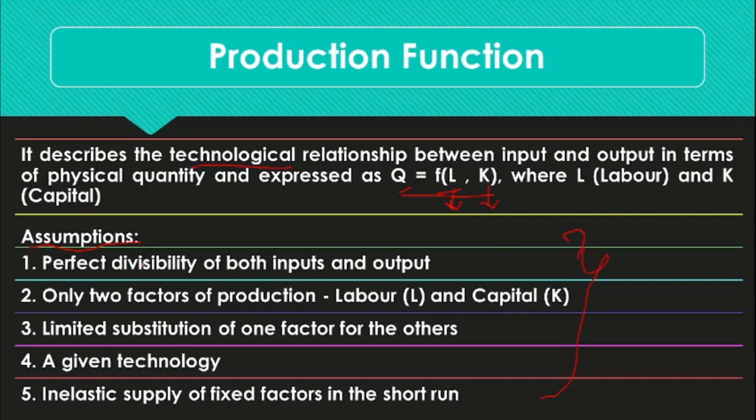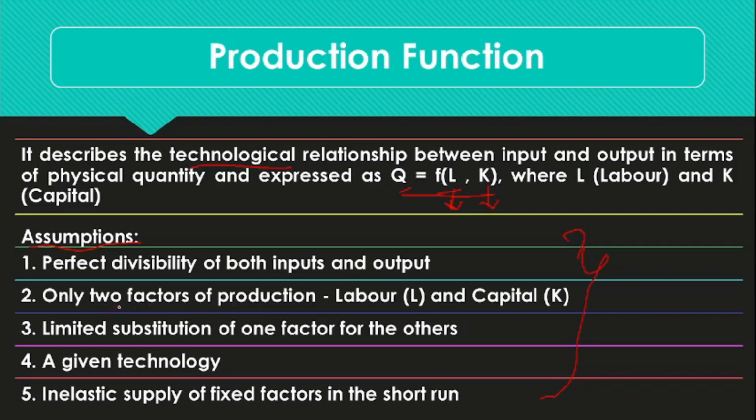First assumption is perfect divisibility of both input and output. What we are saying here is that we are not basically taking the inputs and outputs into decimal point numbers. We are taking them in ones and twos. So here we are assuming that these are equal and equally divisible.